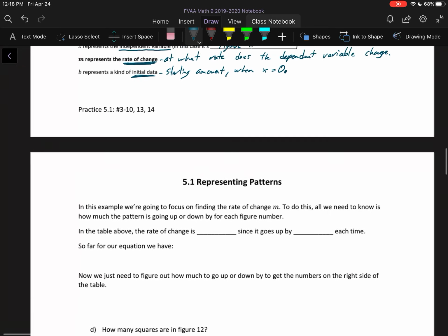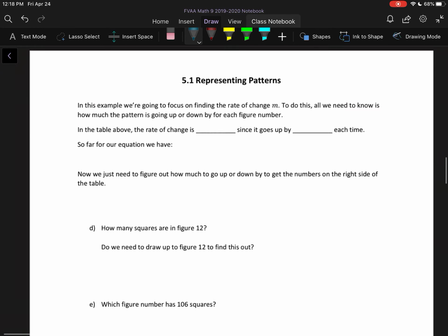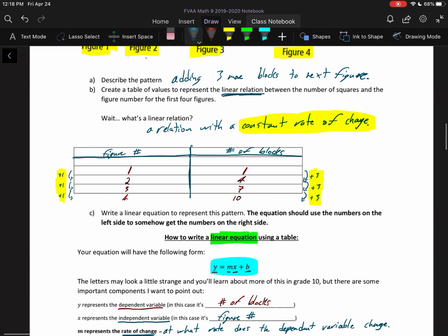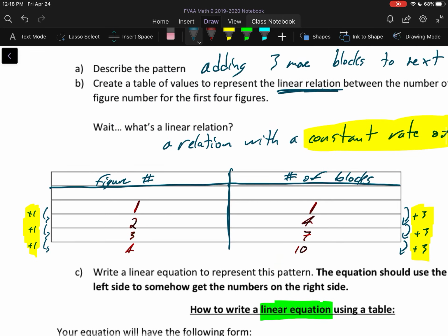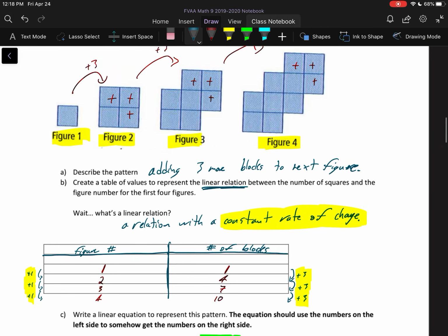I was intentional here about making this point, because in this figure, what would be our starting amount if that was our only definition? The starting amount would be 1, right? However, that's not right, because here we're starting at 1 when we need to start at 0. That's why I left that space here. The initial amount of blocks is not when the figure number is equal to 1, it's when the figure number is equal to 0.